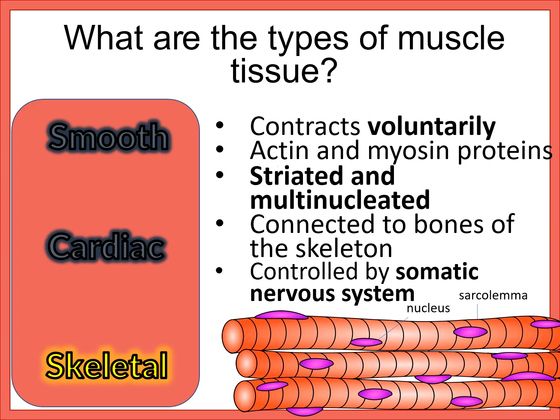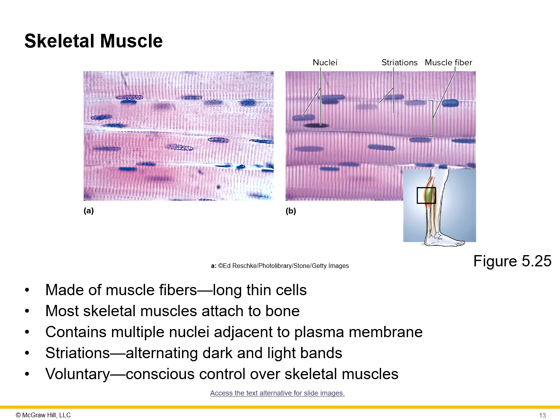Skeletal muscle is voluntary, meaning it can be controlled by the somatic nervous system. Soma means body. So think of the part of your nervous system that controls your body. So these muscle cells are also referred to as muscle fibers, and they're long, thin cells.